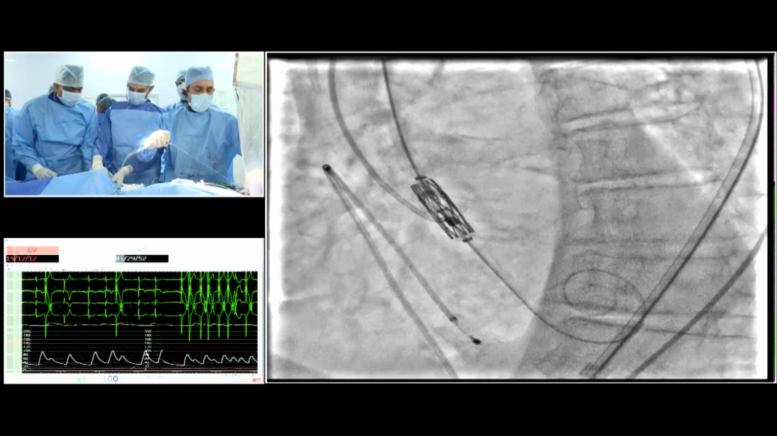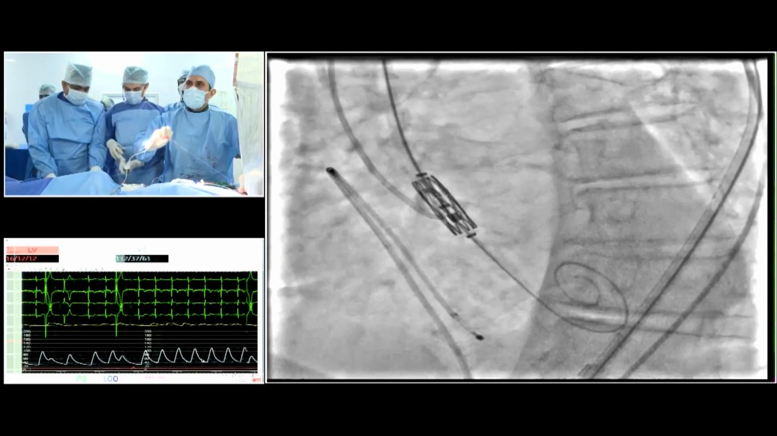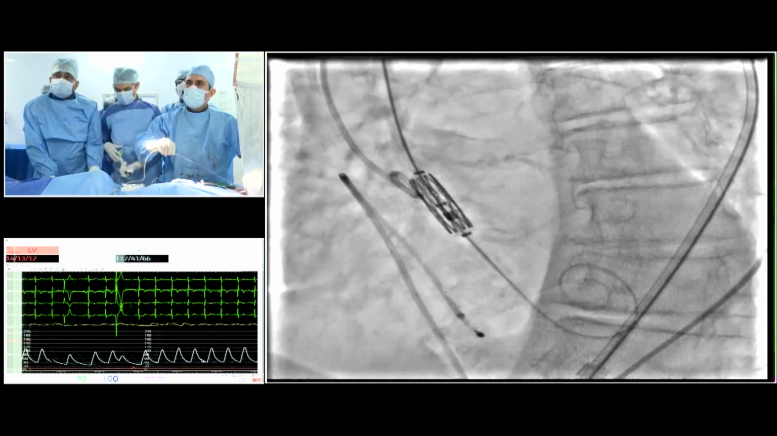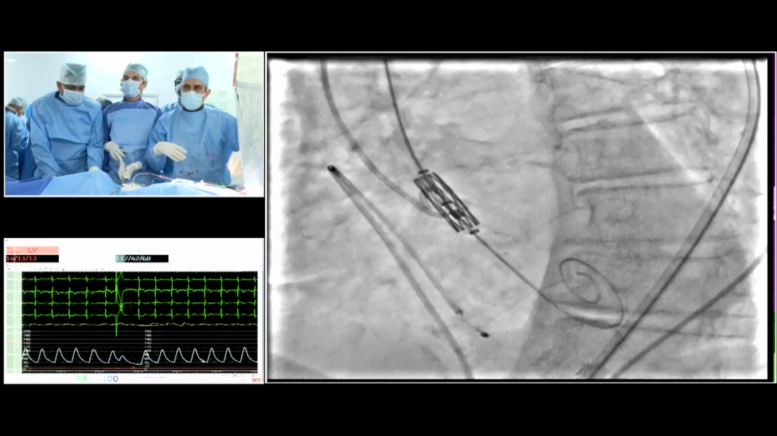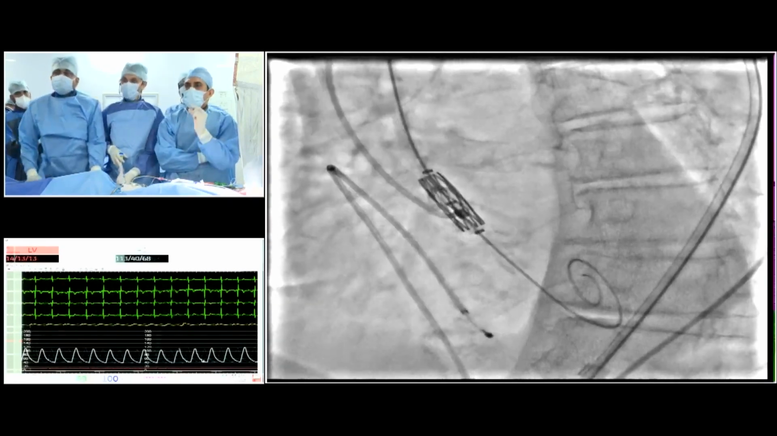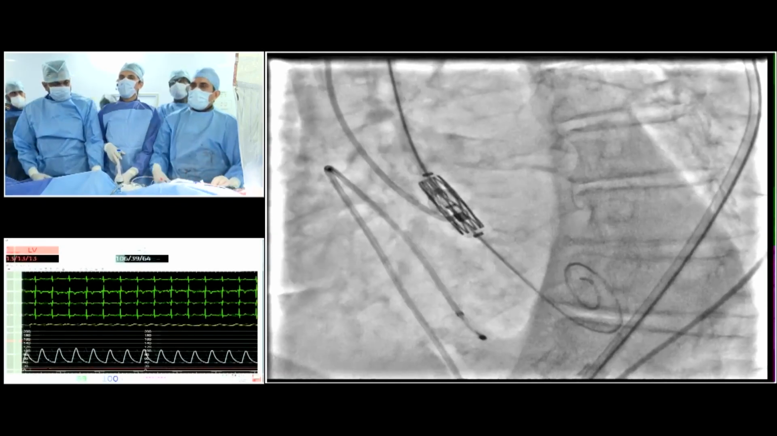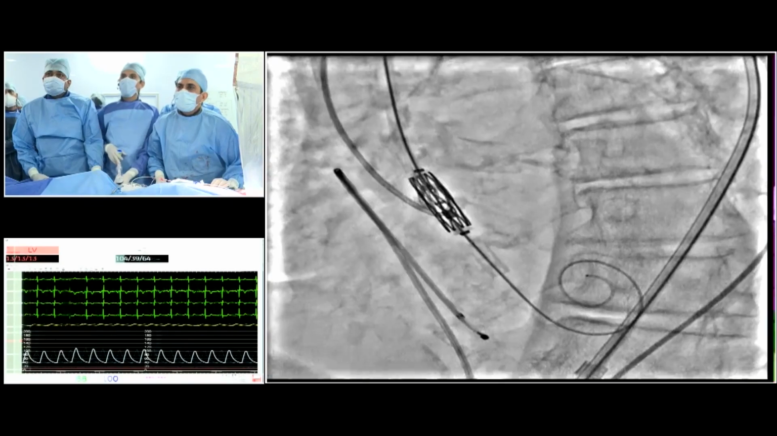So yes, Professor Seris already highlighted how to position this valve, but the good thing in this valve is there's not much significant foreshortening, which you will appreciate fluoroscopically. So you can see those markers, you can see a wide marker there. That's what we would like to place at the level of the annulus. Okay, let's have an angiogram, please. Inject.